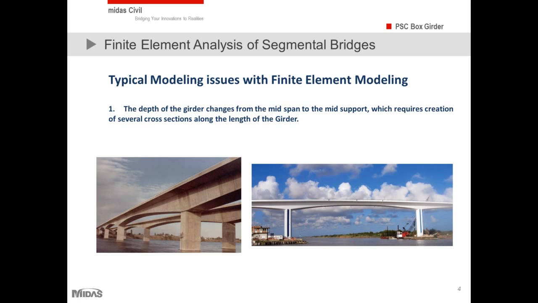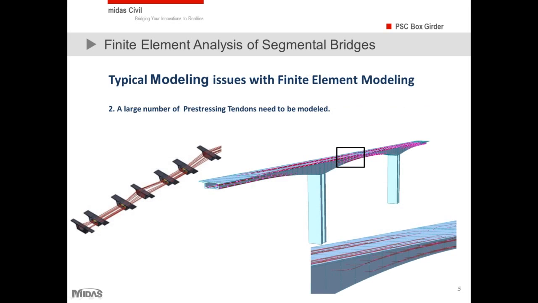If you think about it, the balanced cantilever bridge has high cantilever ends, and it will have high negative bending moment, or hogging bending moment, at the mid support region, which requires the depth of the girder to be very high at the mid support, and it doesn't require that much depth at the mid span region. So when we are modeling this type of bridge in any finite element analysis software, we need to define a lot of cross sections at all these locations. This is one of the issues when we are modeling these types of bridges.